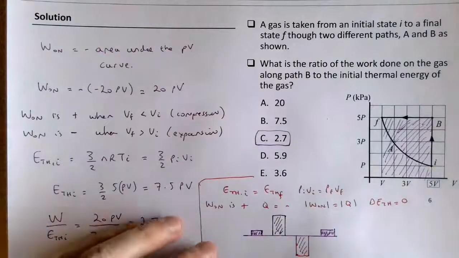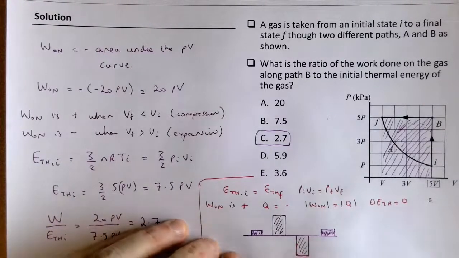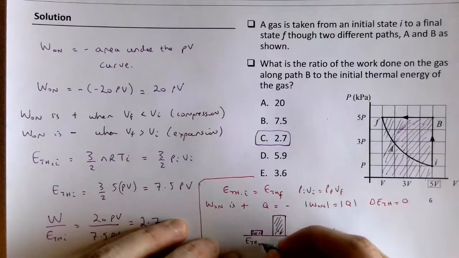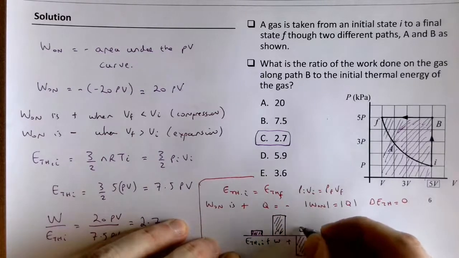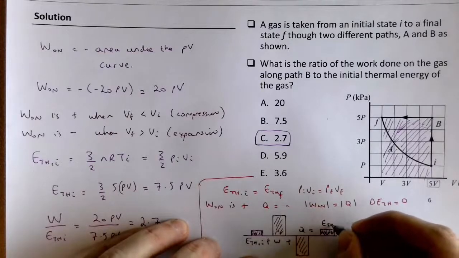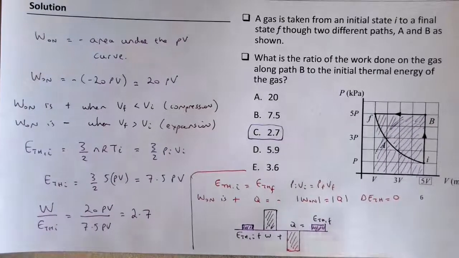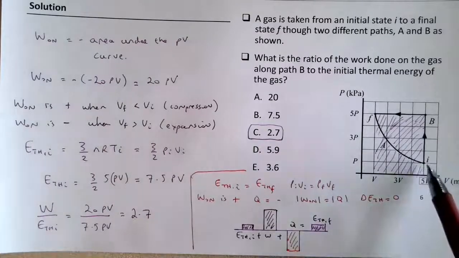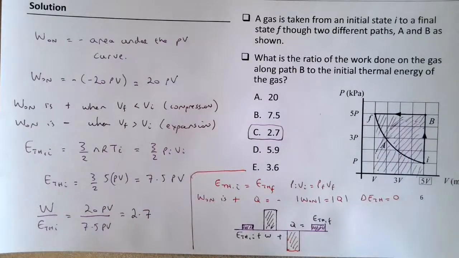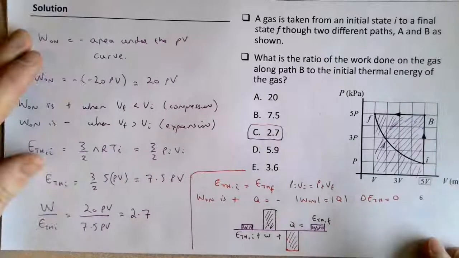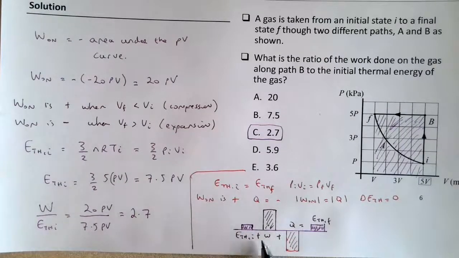So if we write here that this is E thermal initial plus work plus Q equals E thermal final. Since we know that the initial thermal energy is the same as the final, because the temperature of the gas initially is the same as at the final state, the work and Q must be equal in absolute value and opposite in sign, and this will be the correct first law bar chart for both process A and the entire process B.